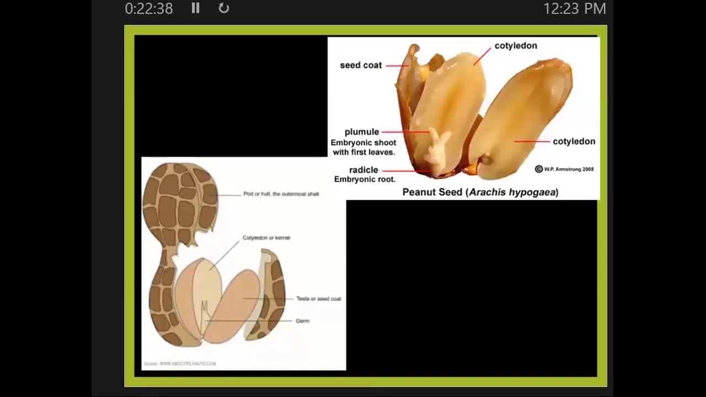So when you eat peanuts in a shell, most of what you're eating is the cotyledons, the seed leaves. So most of the peanut that you're eating is cotyledon tissue. There's two cotyledons, and then you can see that the embryo is quite small. So yes, it's a dry fruit, and when you eat it, it's mostly the cotyledons. Very nutritious.